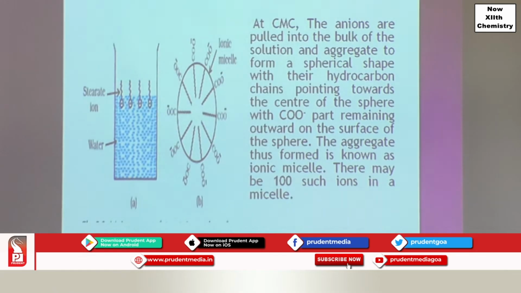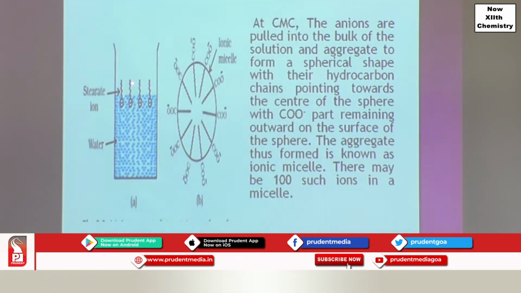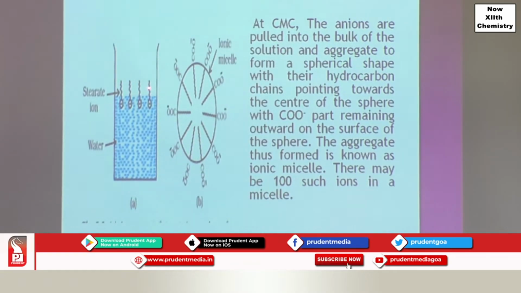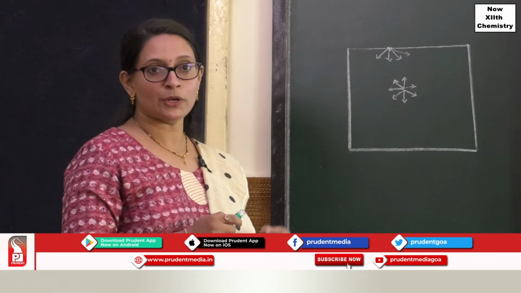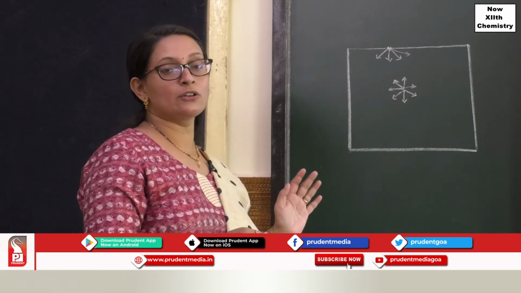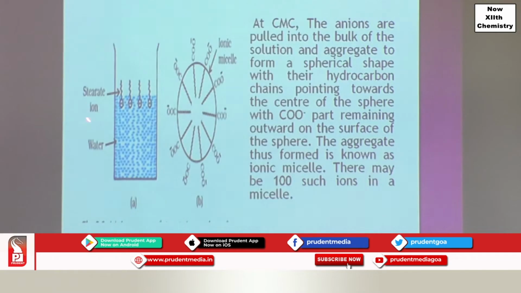So, when these stearate ions are formed in water, how are they aligned? They are aligned in water like this. The polar head is towards the water because water is also polar. So, the polar head of the stearate ion is towards water, and the tail part which is non-polar goes away from the surface of water. So, in water the arrangement of soap ions or stearate ions is like this.